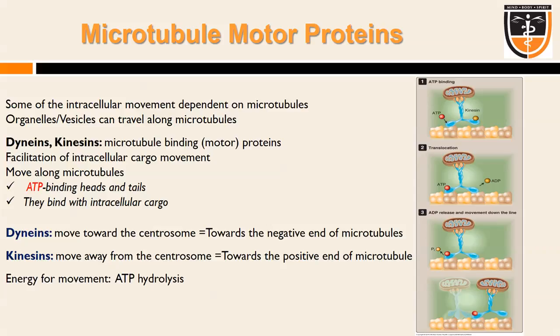They have ATP binding heads and tails, and then the other part of their molecule attaches to the cargo. So they will break down ATP into ADP, which will enable the movement and the further attachment to the microtubules. So pretty much they walk and pull the content through the cell. Dyneins will move towards the centrosome, so towards the center, while kinesin will move away from the centrosome. And of course, what provides energy for their movement? ATP, the breakdown of ATP.